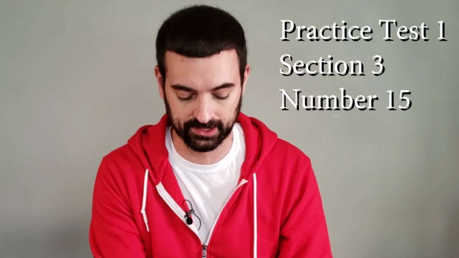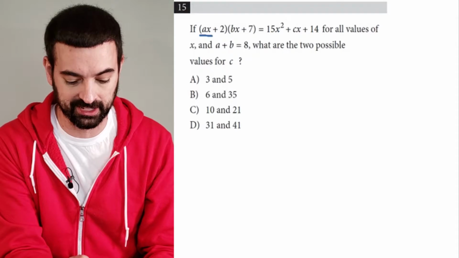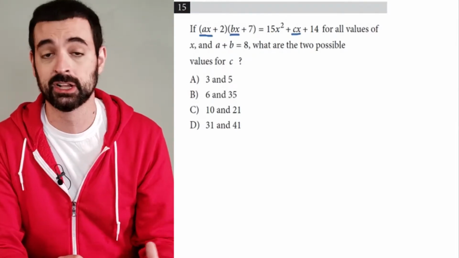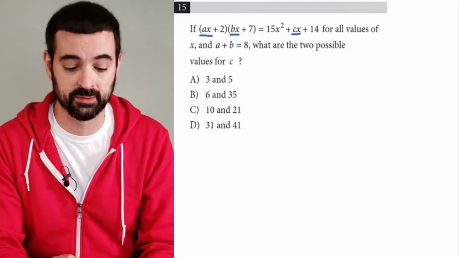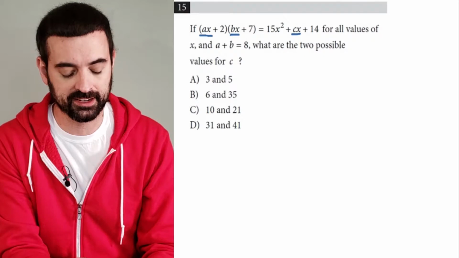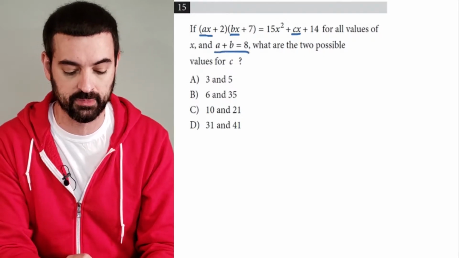I'm going to show you a more complex version of a question like this right now. This is Test 1, Section 3, number 15. And look, here we have it again. We've got ax and bx and cx. We've got a lot of letters. Too many letters, not enough numbers. Now, the question does give us a couple of hints. They're telling us that a plus b equals 8. That is going to come in handy in a moment.